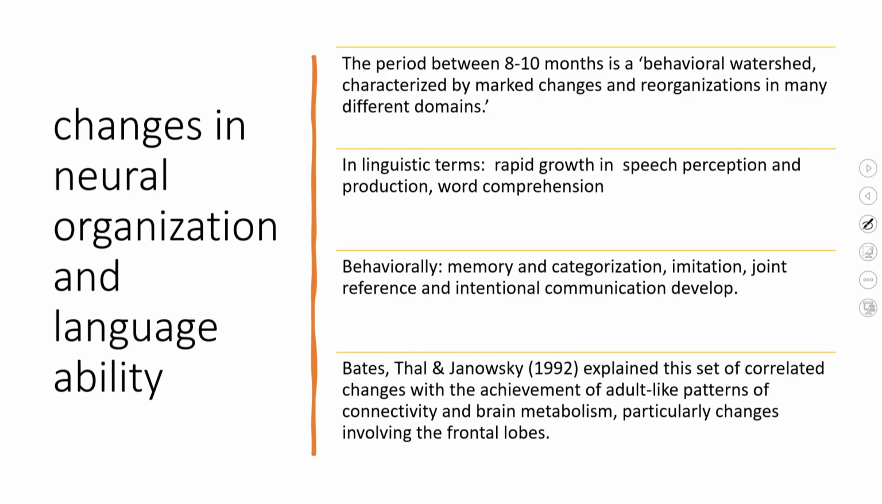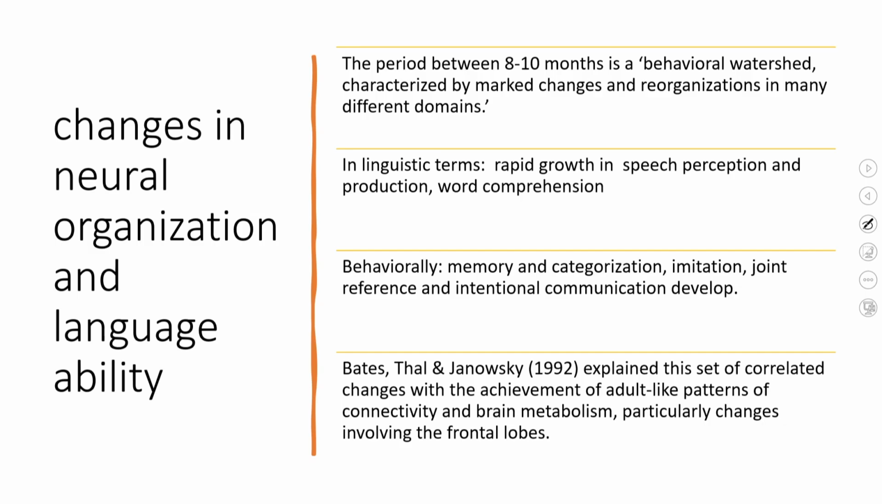Around the same time there are some changes in the neural organization as well. The period between 8 to 10 months, which we have just seen, is called a behavioral watershed, because many other things are also learned, characterized by a marked change or reorganization of different domains. In linguistic terms, rapid growth in speech perception, production and word comprehension happens. Behaviorally, memory and categorization, imitation, joint reference and intentional communication develop. So, many things are happening at the same time.